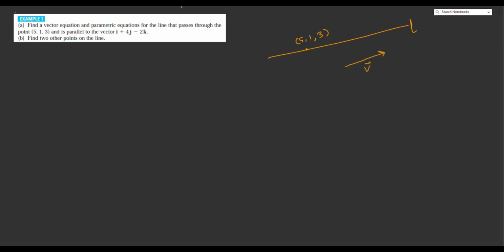Let us denote this vector with v. It is given by i + 4j - 2k. What he is asking us is to find the vector equation first, and then we need to find the parametric equation of the line. So first of all, we write the vector form of the line.